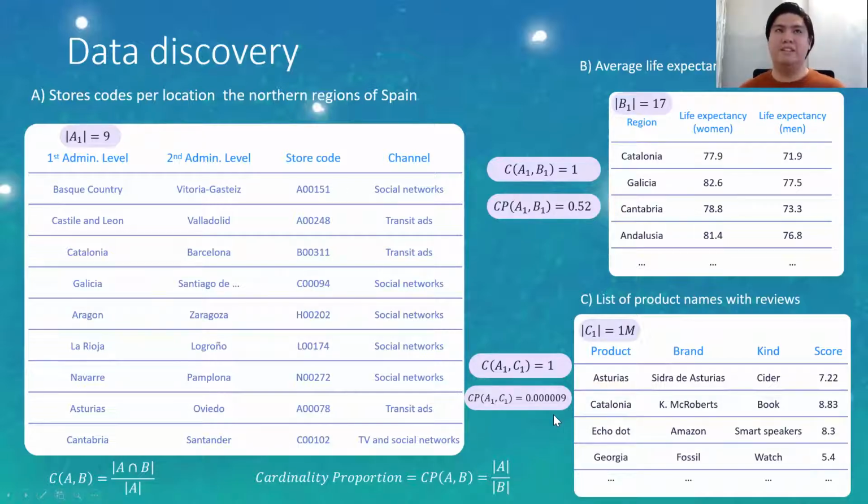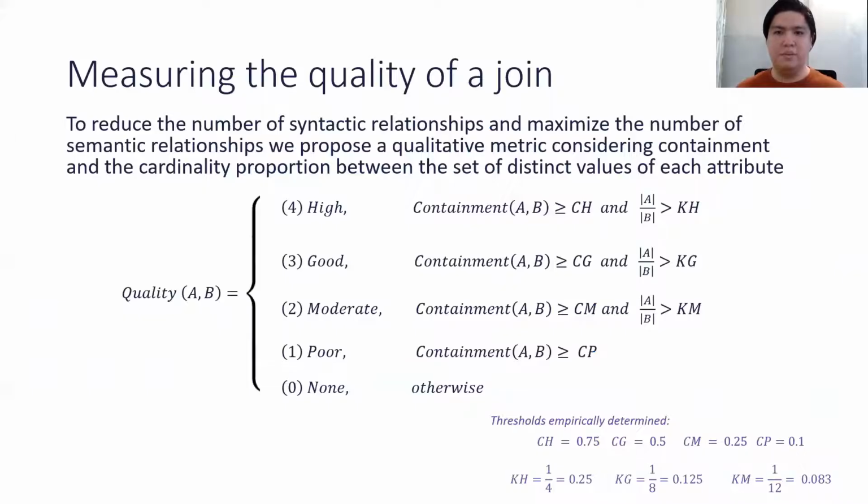It means that it's so different and it's so far away. Here we are talking about 1 million. And this scenario is very common in data lakes, and the cardinality proportion can provide the information needed to filter syntactic, non-semantic relationships that don't make sense and will never add any value.